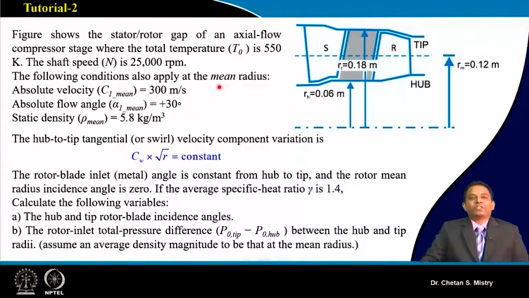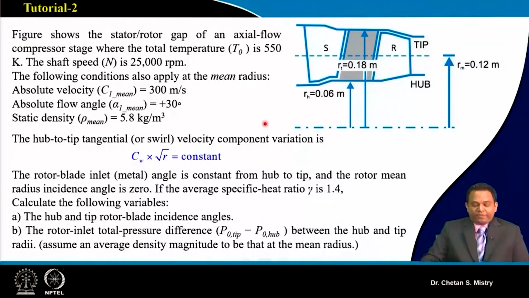Static density at the mid station is 5.8 kg per meter cube. Up to the tip, the tangential or whirl velocity component variation is given by the formula Cw into square root of R equal to constant. The rotor blade inlet metal angle is constant from hub to tip, and the rotor mean radius incidence angle is 0.